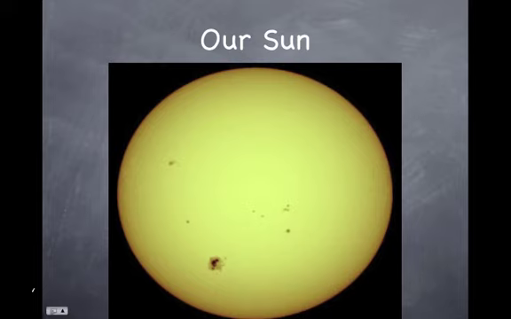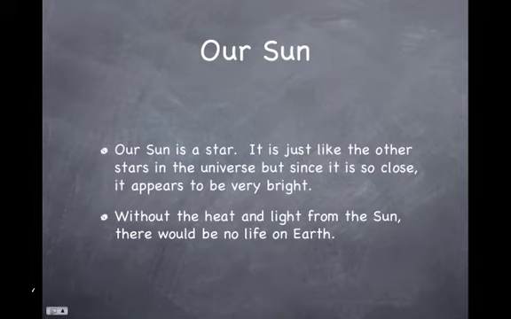All the energy that you have right now comes from the sun in one form or another. Now, our sun is a star, just like any other star in the universe, but since it's so close, it appears to be very, very bright to us. But like I said, it's about medium brightness even. Without heat and light from the sun, there would be no life on Earth.